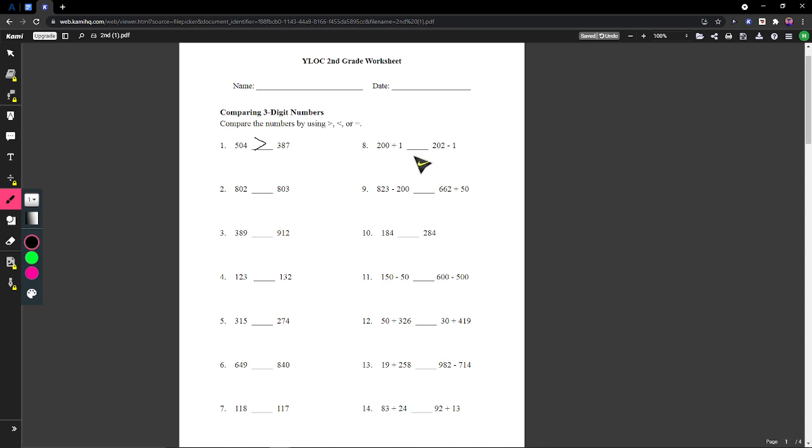Now let's check number 8. Number 8 makes you do a little more, but it is pretty much the same thing. The only difference is that you have to simplify. So for number 8, 200 plus 1 blank 202 minus 1. First, you would simplify this, so this would be 201, and 202 minus 1 would also be 201. You can see that 201 is not greater than or less than 201, and they are the same numbers, which means that this is equal to.